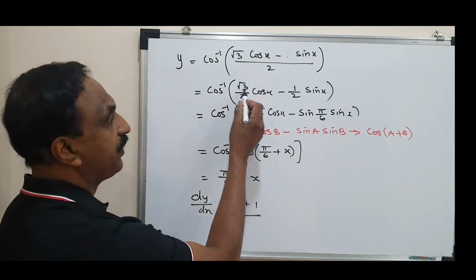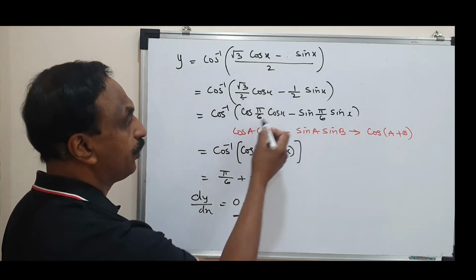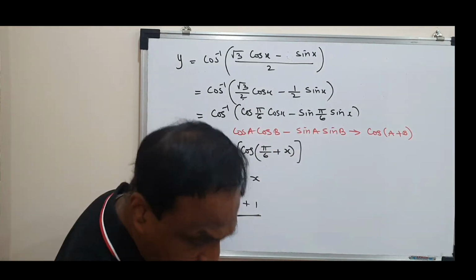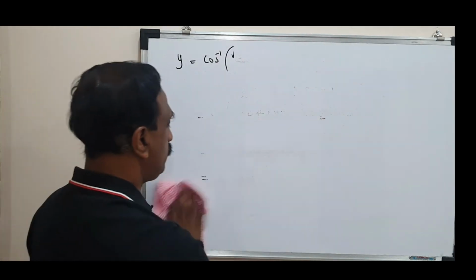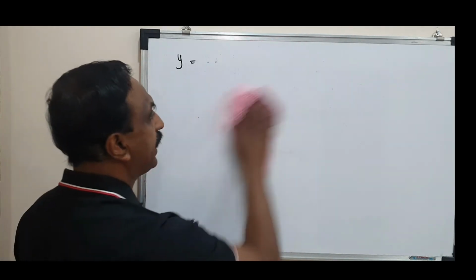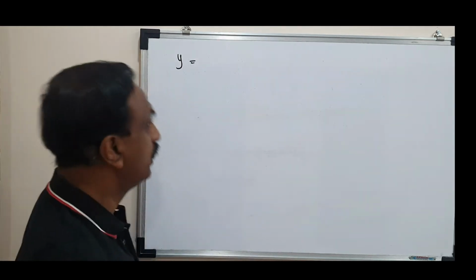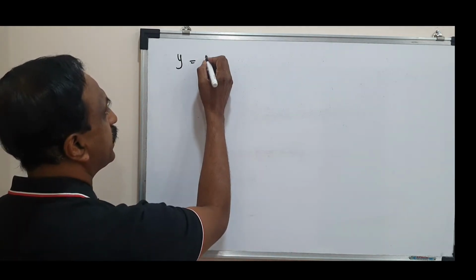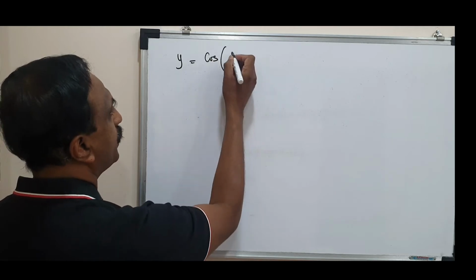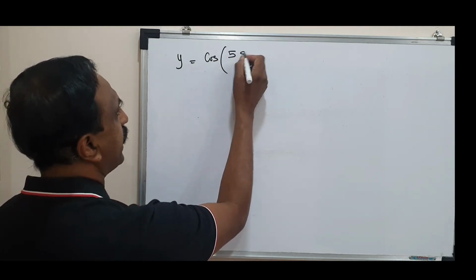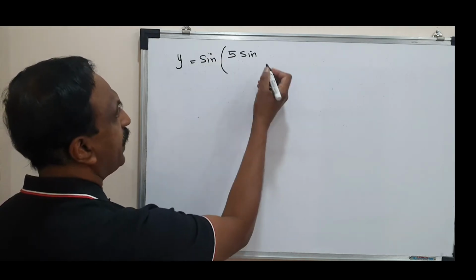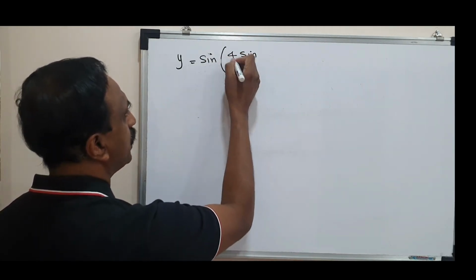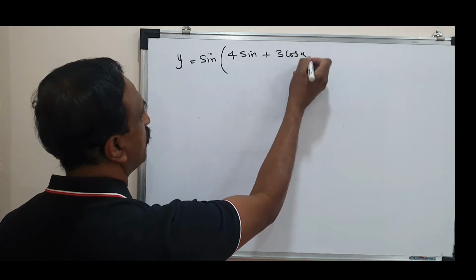Now, every time we were getting perfect numbers here, which would give you a perfect angle. Let's have a look at a problem where the number may not be perfect, where there's no special angle as such. So in that case, what should I do? Let's say it is sin inverse of (4 sin x plus 3 cos x) divided by 5.